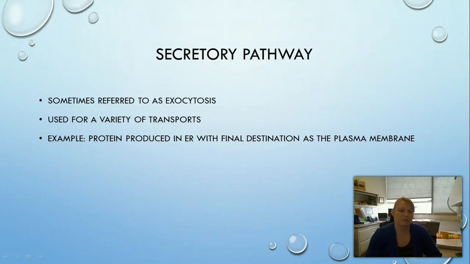And it's used in a variety of transports. One example is moving a protein from the ER to its final destination, the plasma membrane. So say we need to make new receptors that need to be sent to the plasma membrane. And so this is where the ER would come into play. So let's use this as our example, and let's follow through the process of the secretory pathway.